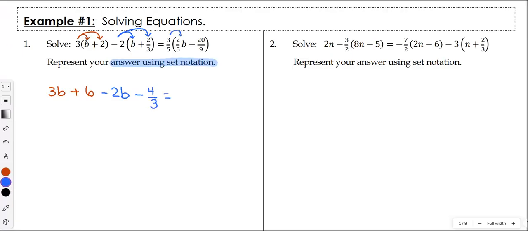I'm going to distribute that 3/5 times 2/5, a 2. And last one, we're multiplying these two fractions together. So technically, again, we can multiply 3 times that negative 20, the 5 times that 9, and we're going to get some fraction. The calculator will always represent your answer in its most simplest form. So I do suggest you put it in your calculator.